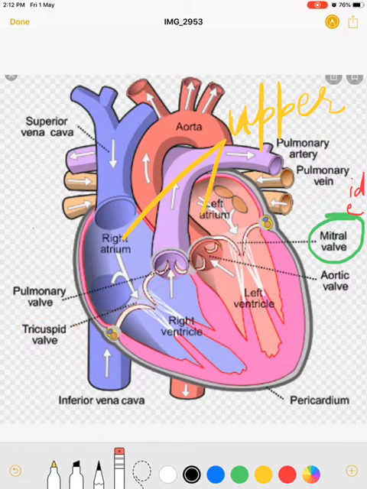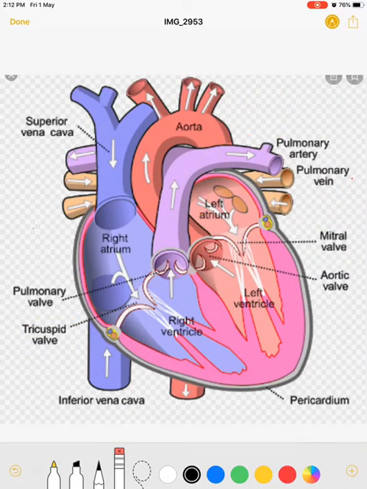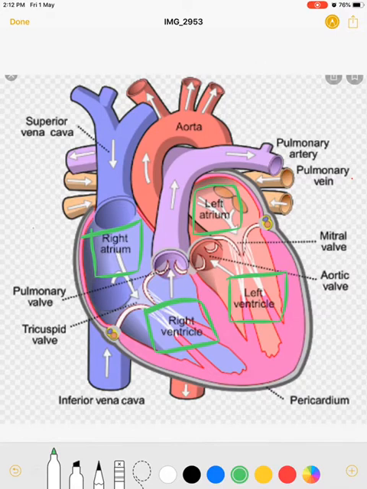Now, so we can say that our heart has four chambers. First is left atrium, left ventricle, right atrium, right ventricle. Now in the left portion, that is in left atrium and in the left ventricle, there is always oxygenated blood. In the right portion, that is in right atrium and right ventricle, there is always deoxygenated blood.